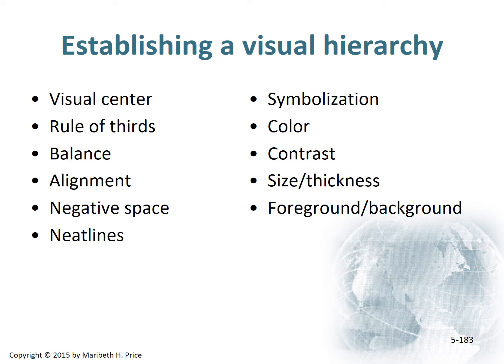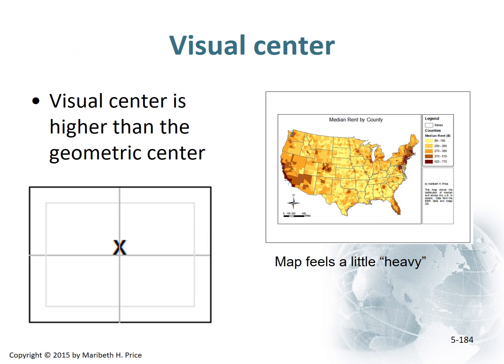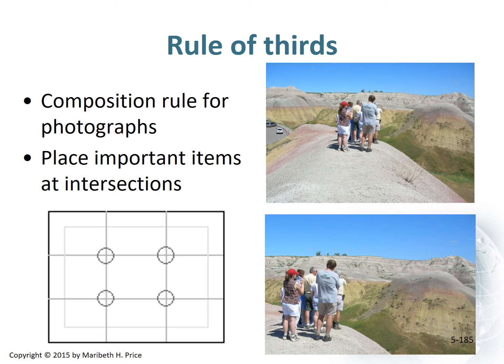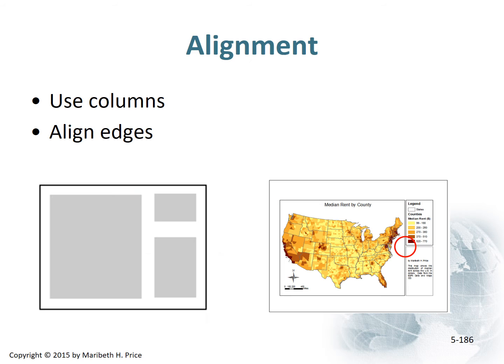We do this with the visual center, the rule of thirds. We use it with balance and negative space and alignment, neat lines, symbolization, color, contrast, size, thickness, foreground, and background. It's all the things that we can put together to establish the rule of order on a map. Visual center is higher than the geometric center. Rule of thirds tells you that the important thing in the photo should not be placed in the center. It should be placed near one of those circles there on the bottom left, at some place like that, allowing the other parts of the image to serve other purposes.